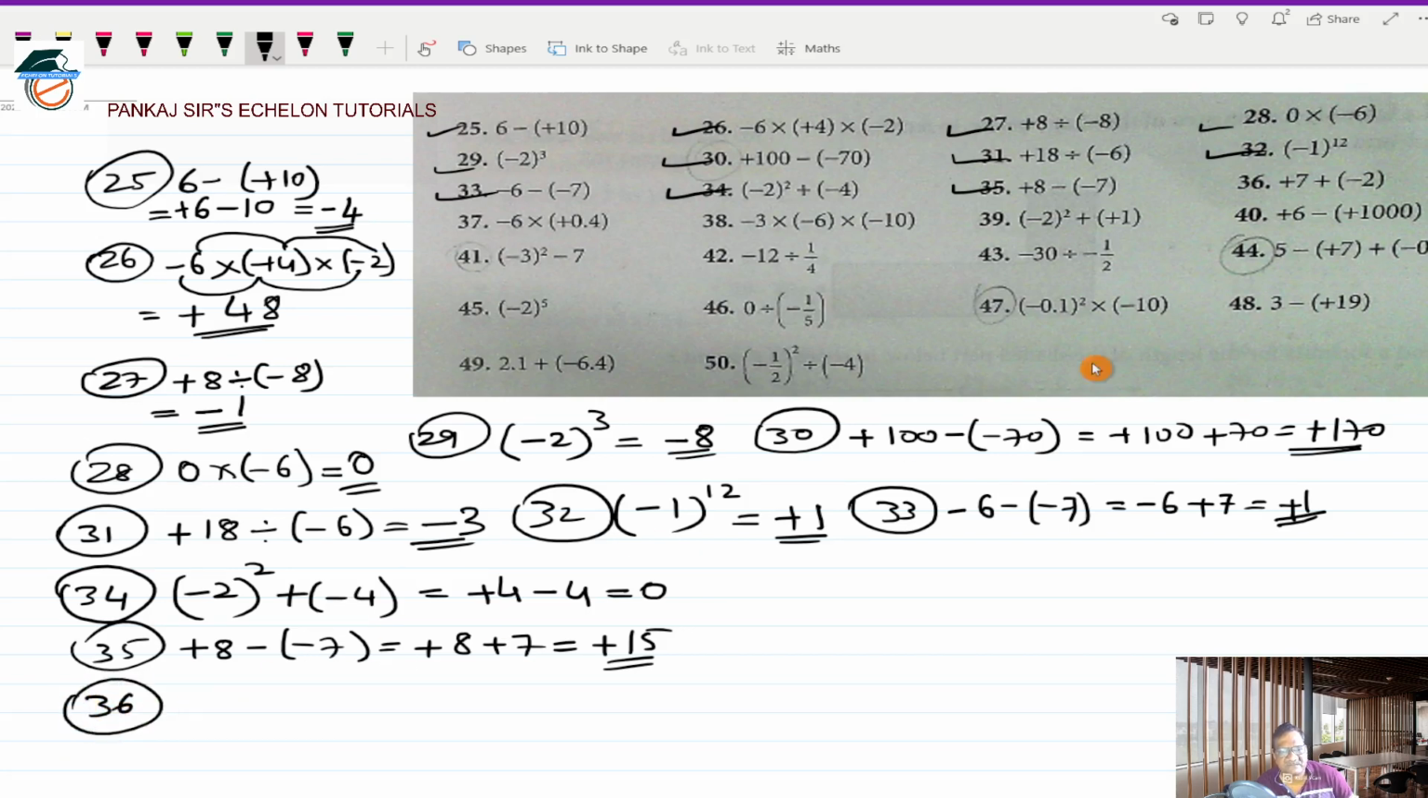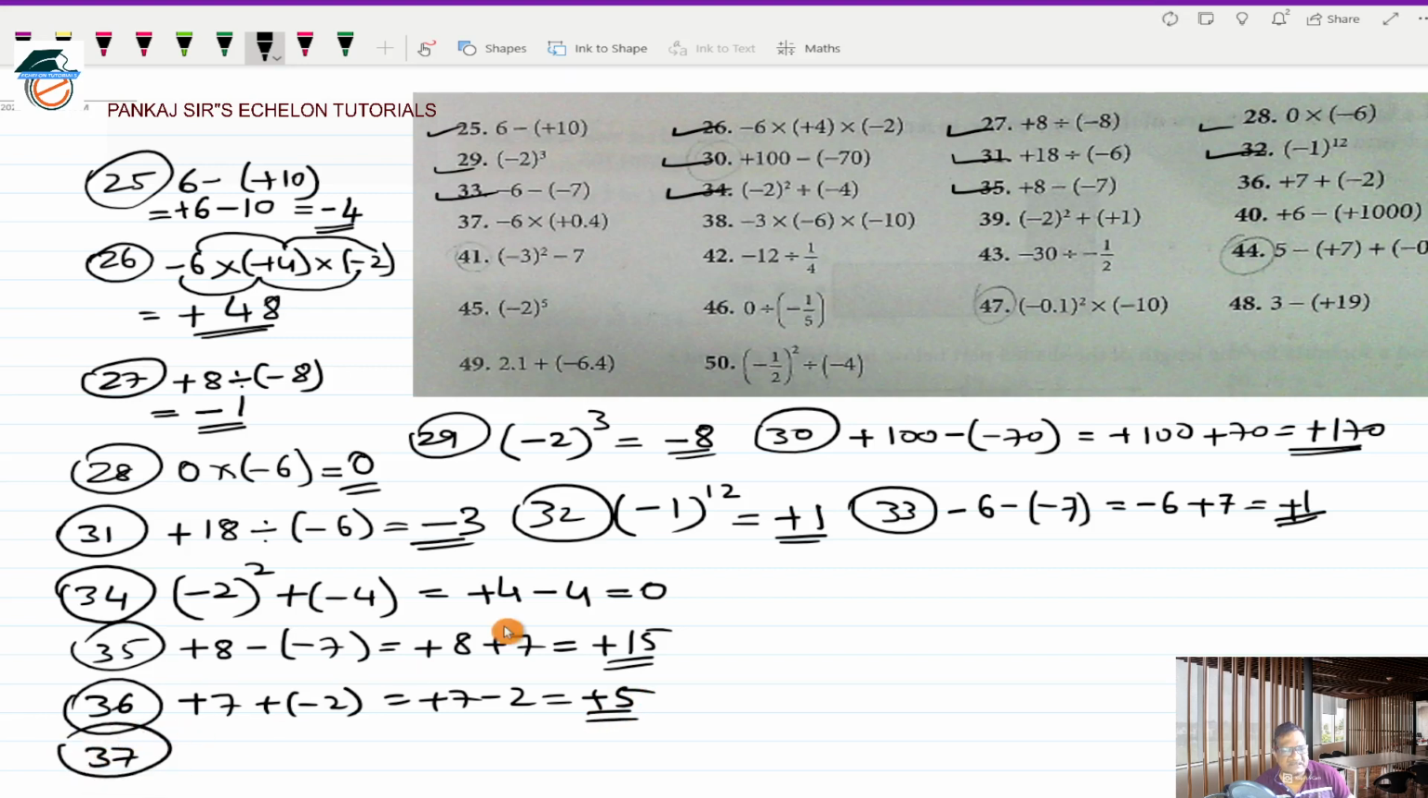36. 36 is plus 7 plus a minus 2 in bracket. This will work out to plus 7 minus 2. This will work out to plus, and then 7 minus 2 is 5, so plus 5.